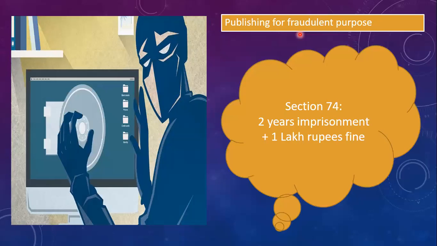Then we go to Section 74. Section 74 is for those who publish for any fraudulent purpose. Anyone who creates, publishes, or otherwise makes available a digital signature certificate for any fraudulent purpose is punished under Section 74, with imprisonment of 2 years and a fine of 1 lakh rupees. So if you are punished under Section 74, you can have 2 years imprisonment and will have to pay 1 lakh rupees as a fine.